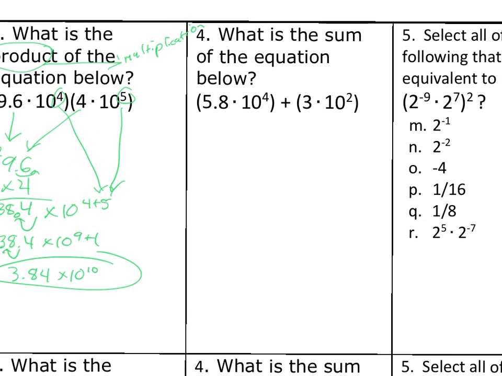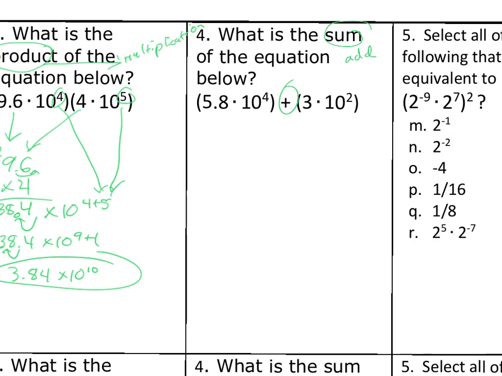Number 4. What is the sum of the equation below? So we got 5.8 times 10 to the 4th power plus 3 times 10 to the 2nd power. If it is asking for the sum, I'm going to circle the word sum because I don't want to get that mixed up with the word product from the last one. Sum, we need to add the two together. It even tells you right there. You got to add them up.